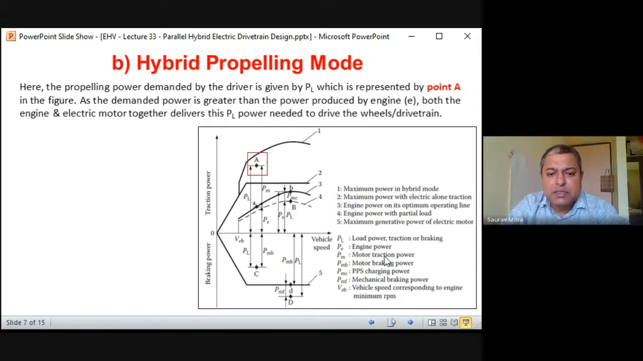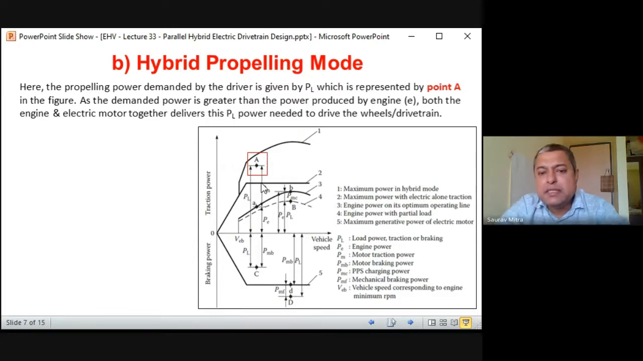Here it is given that PM is the motor traction power, PE is the engine power, and PL is the load power or traction or braking power. So all these things are quite clearly explained. Here the propelling power demanded by the driver is given by PL, which is represented by point A, and point A is quite a bit above the VEB. As the demanded power is greater than the power produced by the engine, because this much is the engine power PE and this much is the demanded power, who is going to fulfill the remaining part? The motor is going to fulfill the remaining part.